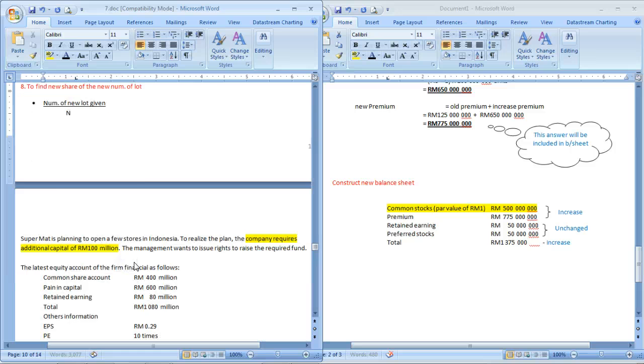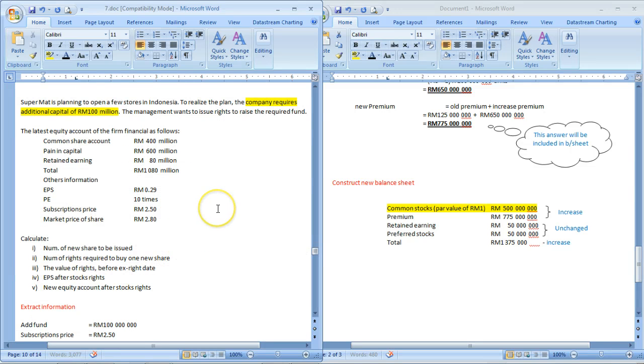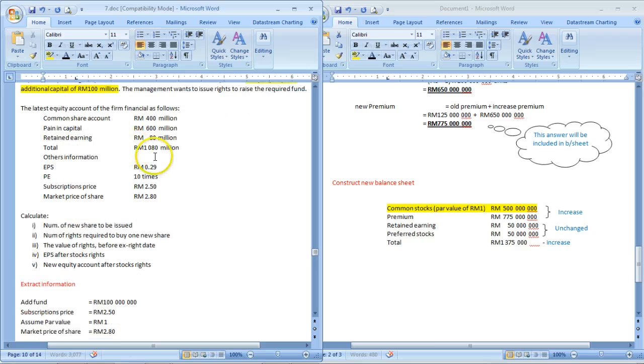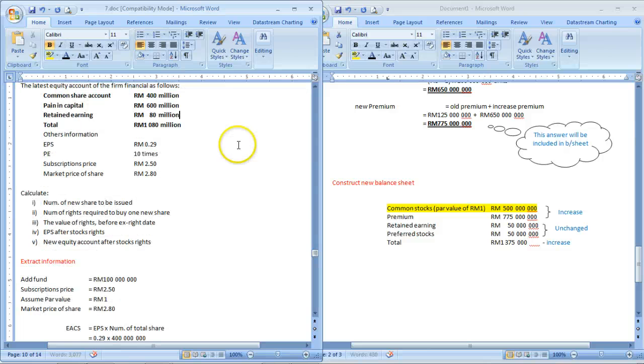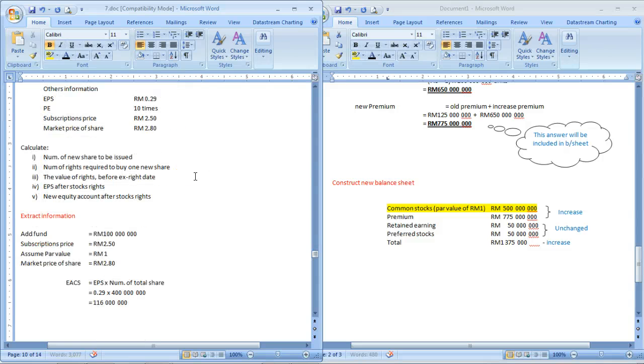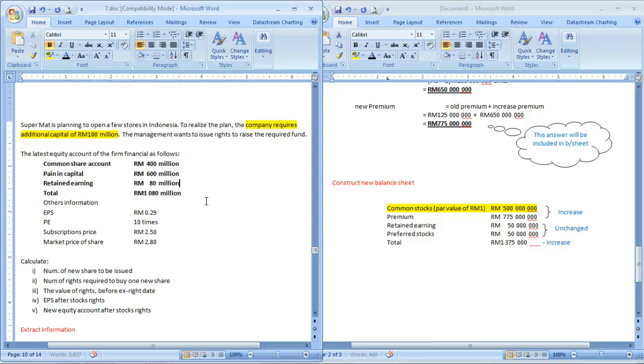Using the same steps, you follow my steps to see the effect, the changes on the balance sheet. So this is the question. The company requires an additional 100 million, so you can use the same steps. You see, this is your current equity account, the partial balance sheet. So you can start to calculate one by one. Okay class, now I just want to add something.